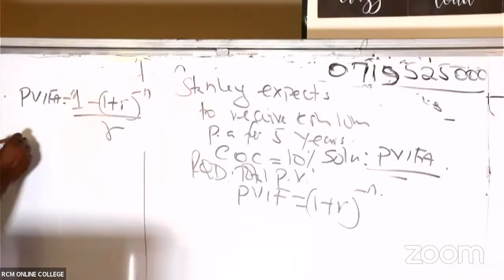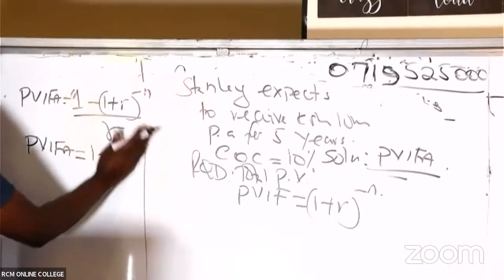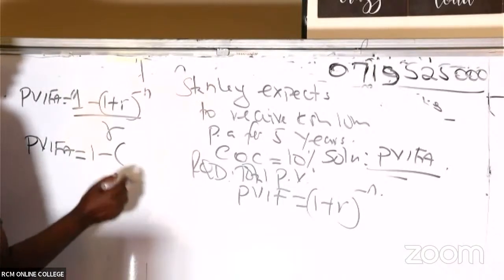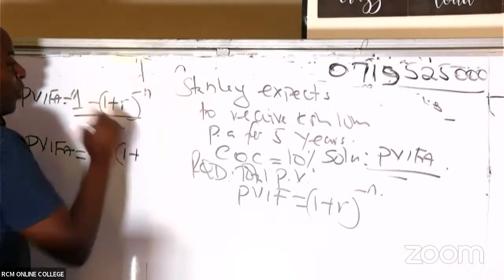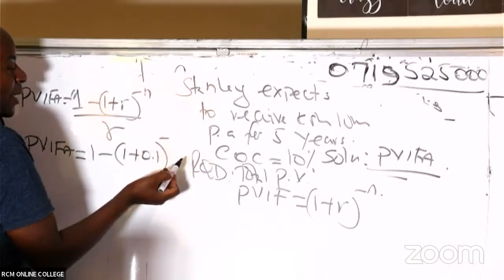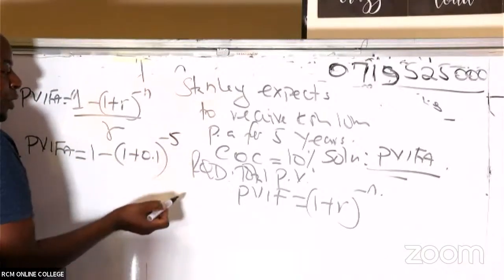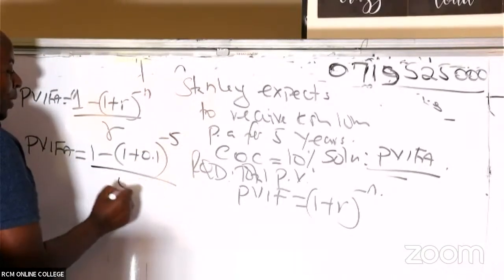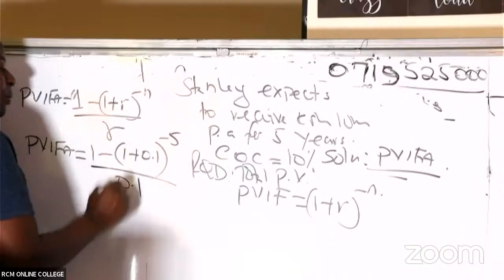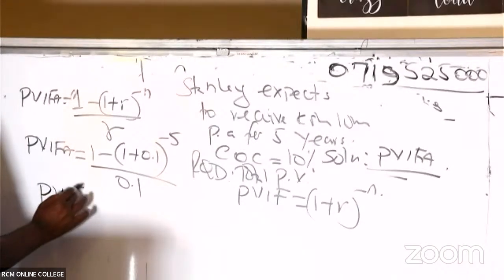So in that case, my PVFA here will be 1 minus 1 plus R, where our R is 10%, raised to negative N. This gentleman is receiving this 10 million every year for 5 years, the number of years. And then everything divided by R. R is 10%, and 10% is the same as 0.1.